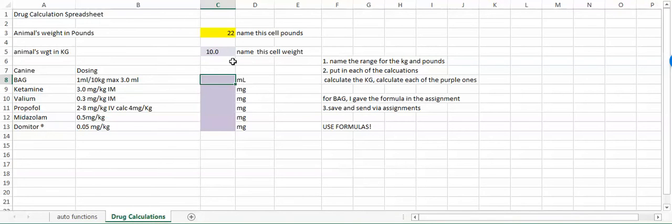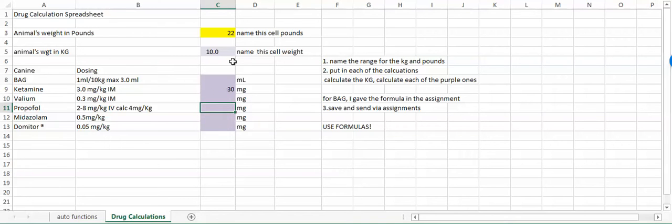So now we get down to the dosing. BAG, which is a combination of butorphanol, atropine, and glycopyrrolate, is dosed at 1 ml per 10 kilograms with a maximum of 3 mLs. This is a tricky equation. I'm going to do it last. This is 3 milligrams per kilogram. So we're going to say equals 3 times weight. So 0.3, you do 0.3 times weight.